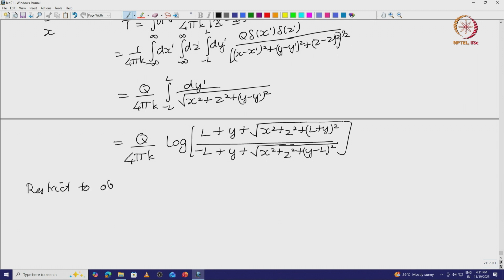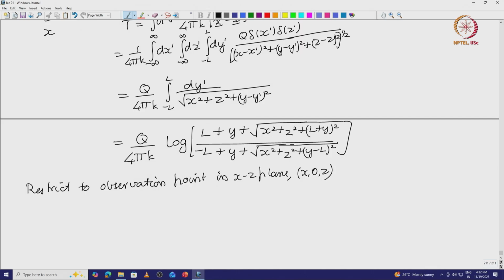So, let us restrict ourselves to observation points in the xz plane, x 0 z.